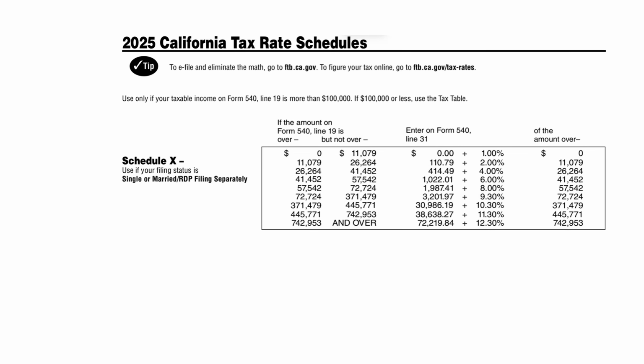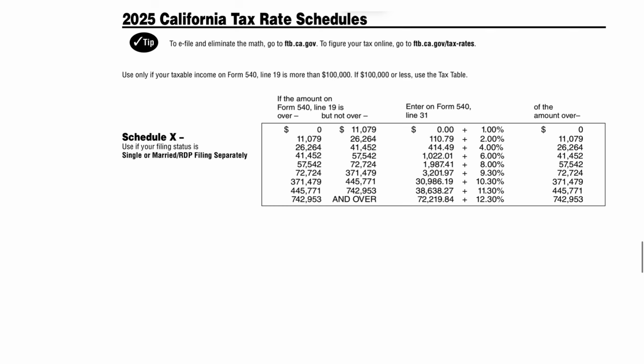Now we're going to calculate the state tax for the state of California. Similarly, we're going to look at this chart and notice that this is for single. So we want to make sure that whenever you look at a particular chart or table, that it is for the appropriate filing status. So here, Miguel makes $250,000 taxable income, so that lands him right here. So his tax is going to be $3,201.97 plus 9.3% above the $72,724 level.